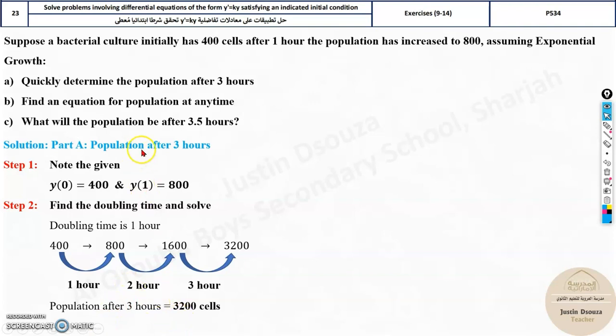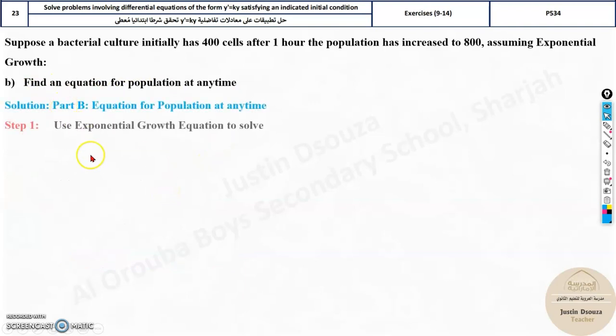Now, that is the population after 3 hours. That's it. Part 1 is done. A is done. What about write an equation for population at any time? So now we have to use the exponential growth formula over here. This is very important. y of t, y of any time t, equals a e to the power kt. Now a is the initial population, k is the constant of population growth, and t will be the time.